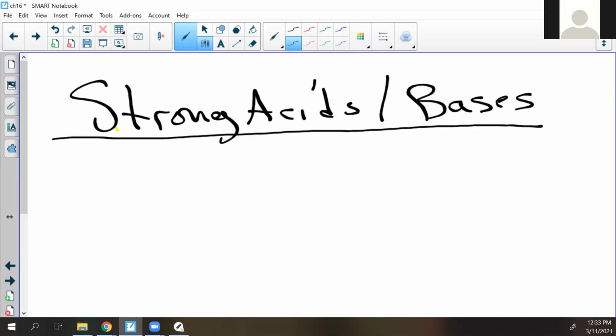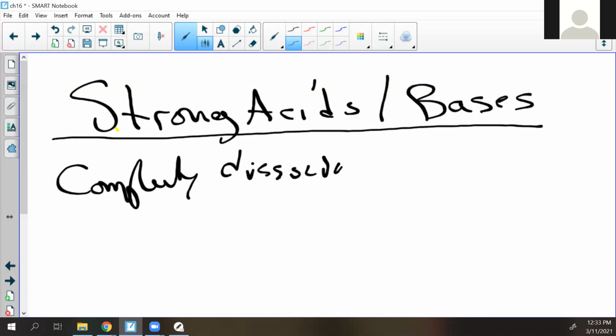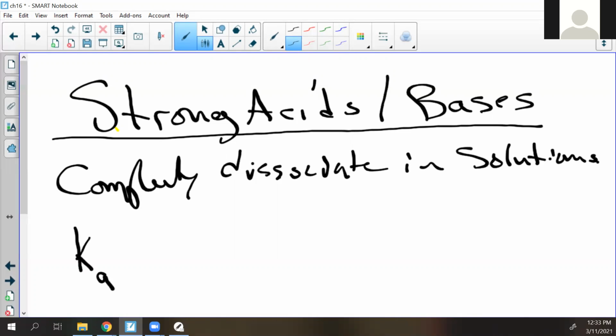Strong acids and bases completely dissociate in solutions. All right, so if we have what we're going to call Ka, why am I going to call it Ka? Because it's for an acid. If I have Ka for the dissociation of HCl goes to H plus Cl minus, how would I write this?